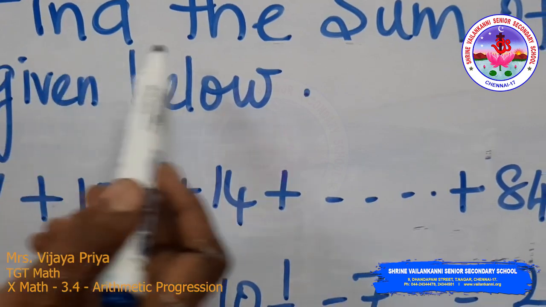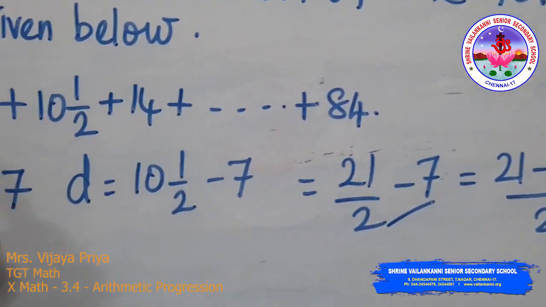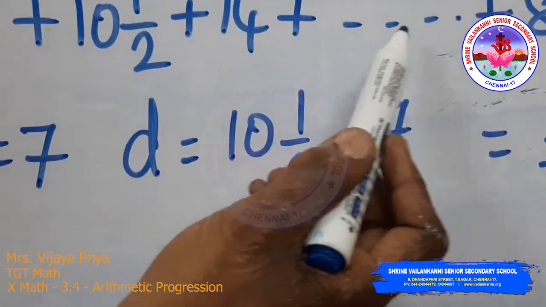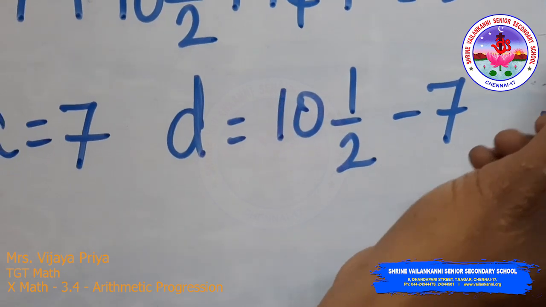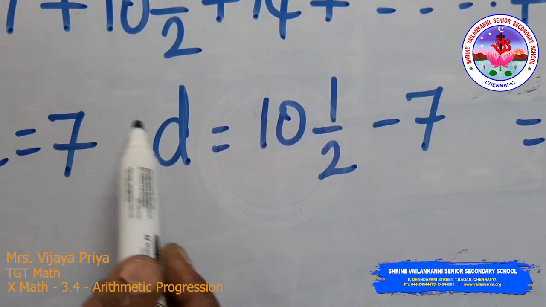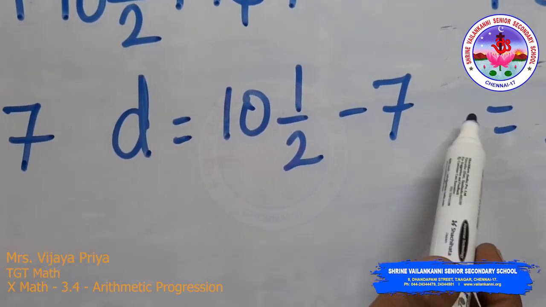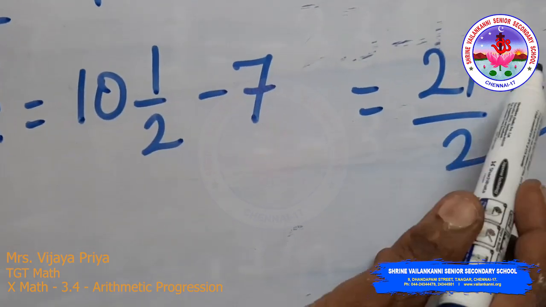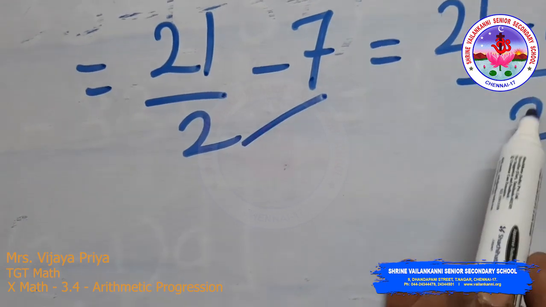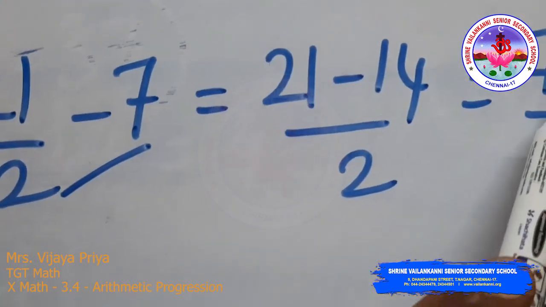Second problem: find the sum of the following APs given below. Under this, the first subdivision is 7 plus 10 and a half plus 14 plus, and so on till 84, where 84 is my an. I am taking my a as 7 here. Common difference is 10 and a half minus 7, which is equal to 21 by 2 minus 7. When I simplify, I get (21 minus 14) by 2, which is equal to 7 by 2. So my common difference is 7 by 2.